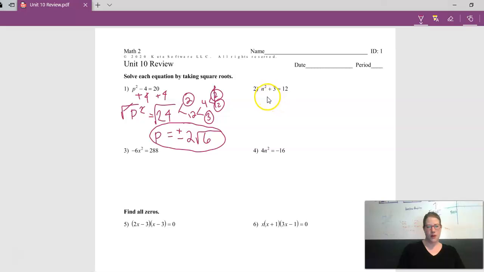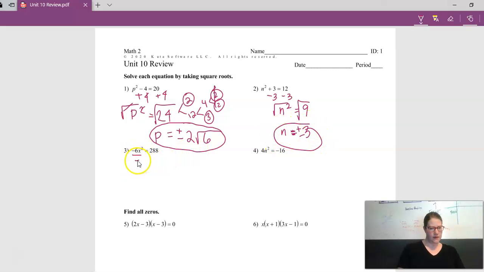Number 2, again, we need to get n squared all by itself on one side. So we have to undo anything that's on the same side of the equation with n squared. So in this case, we're subtracting 3 from both sides, which gives me n squared equals 9. Take the square root, and n could be 3, positive 3, or negative 3. 3 times 3 is 9. Also, negative 3 times negative 3 is 9.